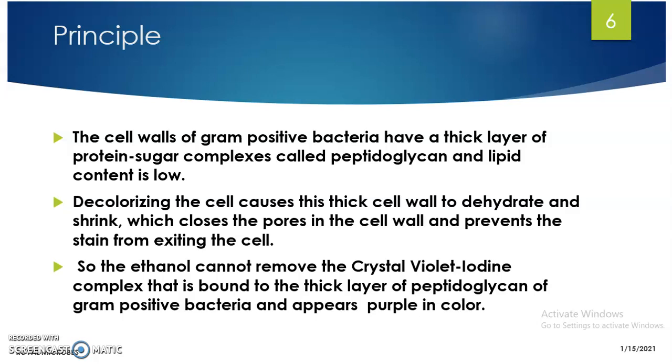Coming to the gram-positive bacteria, the cell wall of gram-positive bacteria has a very thick layer of peptidoglycan and the lipid content is very low. So during decolorizing with the alcohol or acetone, this thick cell wall dehydrates and shrinks. This closes the pores in the cell wall, preventing the stain from exiting the cell. So the ethanol cannot remove the crystal violet iodine complex that is bound to the thick layer of peptidoglycan in the case of gram-positive bacteria. So they appear purple in color.